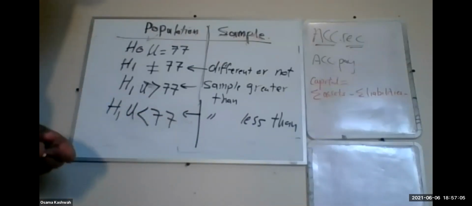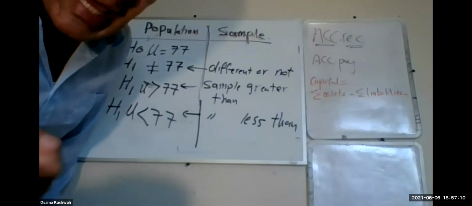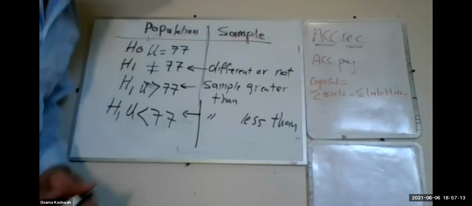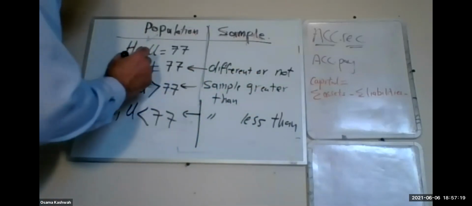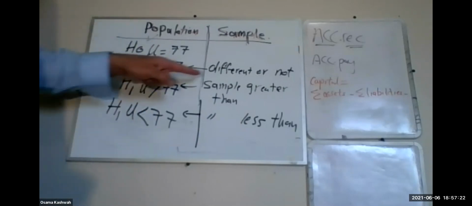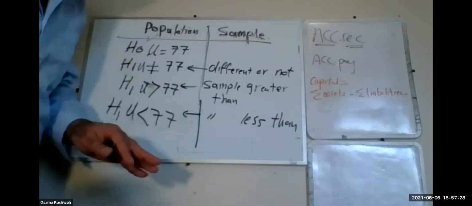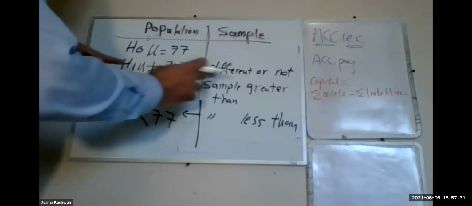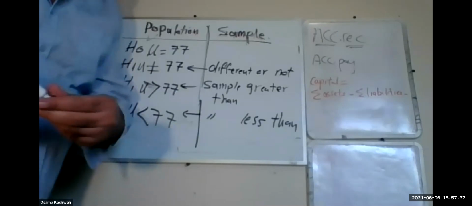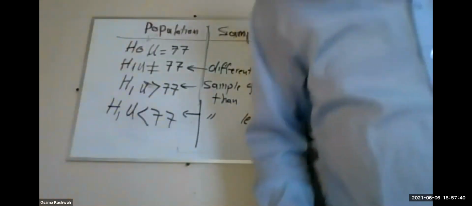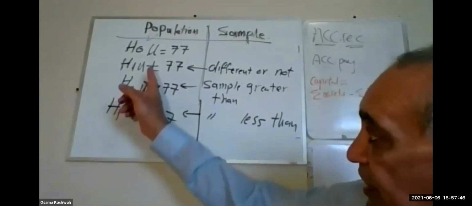So you check the example you have and the exercise in your hands, and see what the words are. If it says different or not, then H1 is mu unequal, because it's different. But if he didn't say greater or less than, then if the sample is greater than, mu is greater than 77. In this example, he said different or not different. Different means I will use unequal.